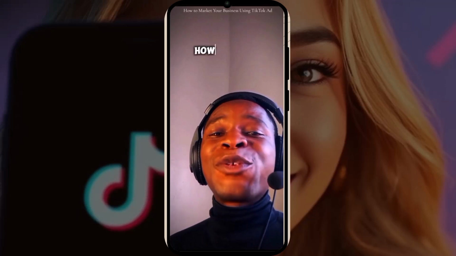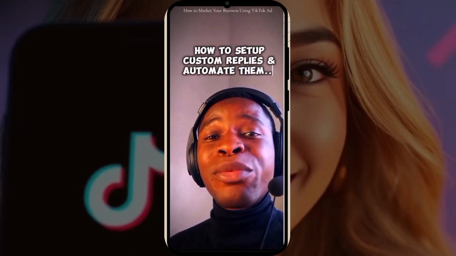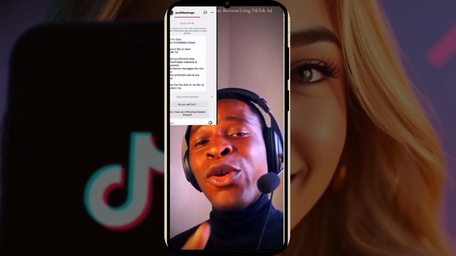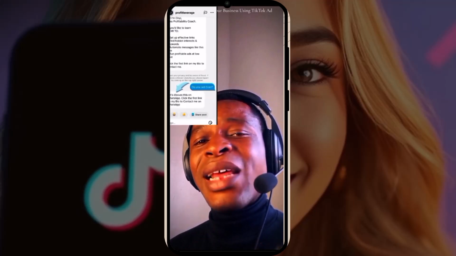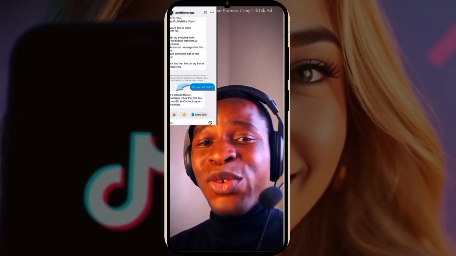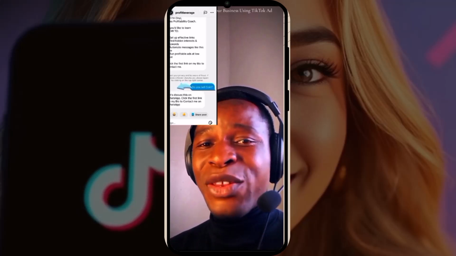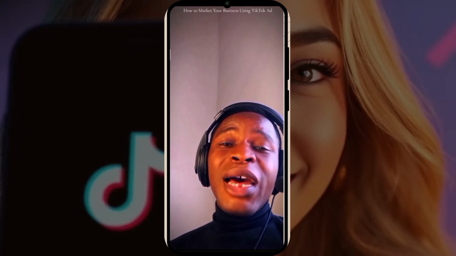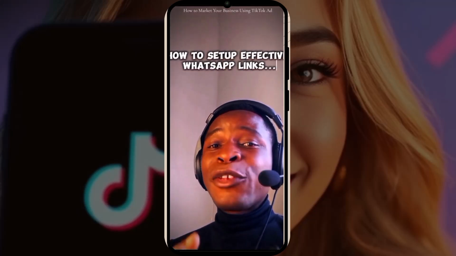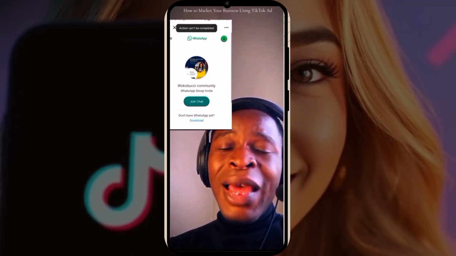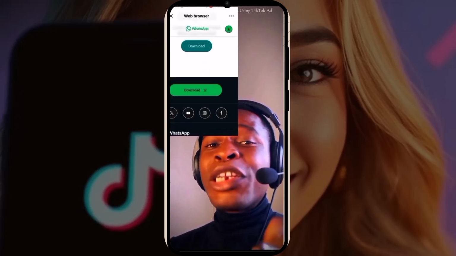You'll be learning how to set up custom replies and automate them like the one you see on my bio, so that when people DM you on TikTok, they will get instant replies to know what next to do even if you are not online to attend to them. You will also learn from me how to set up an effective WhatsApp link that people can click and get through to you, not the one where they will be asked to download WhatsApp which they already have on their phone.